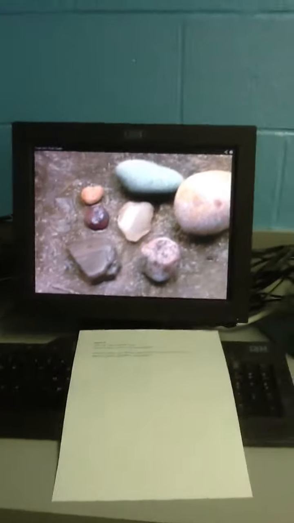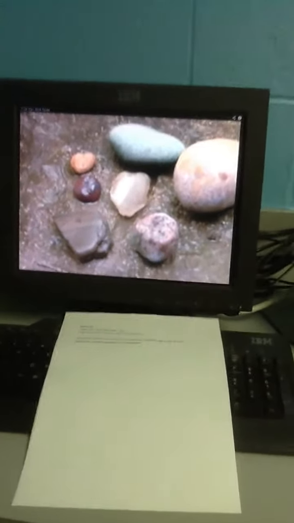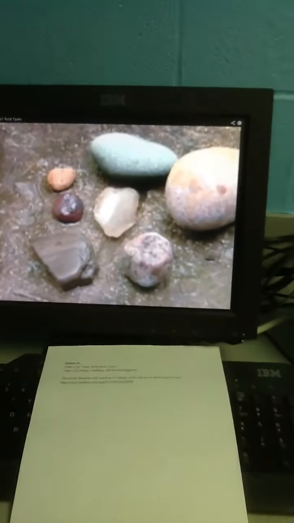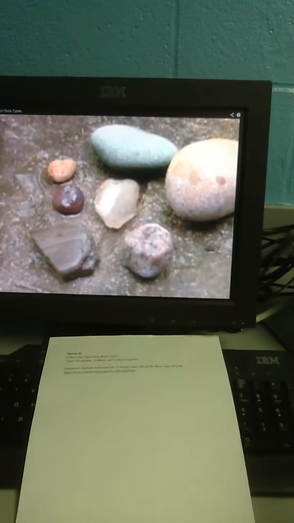My name is Mrs. Boyd, and I'm the 7th grade Earth Science teacher. Today we will be doing a unit workstation on the types of rocks.